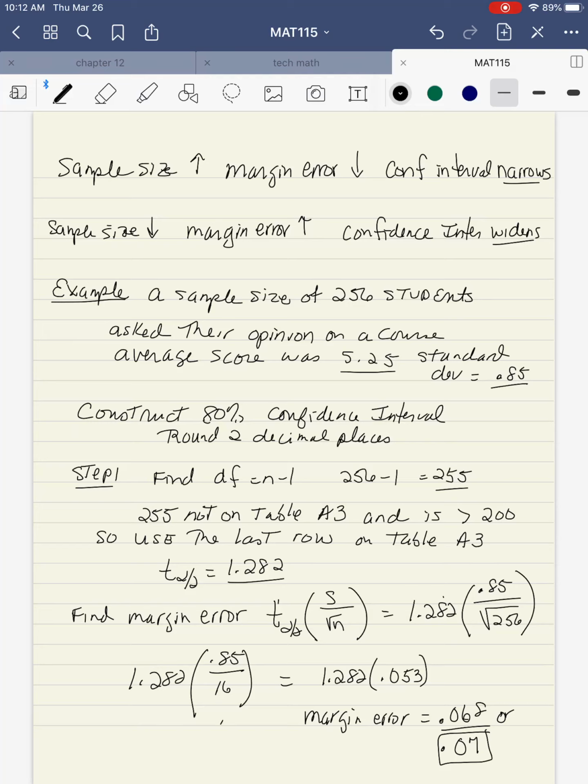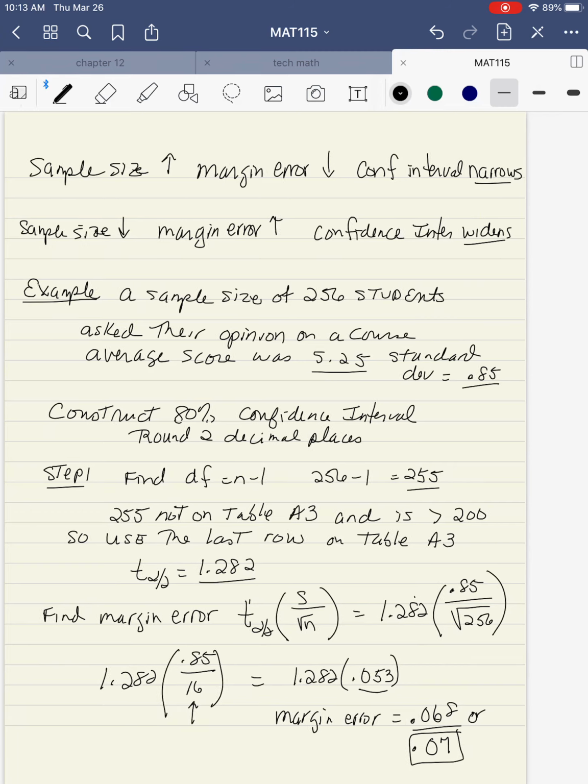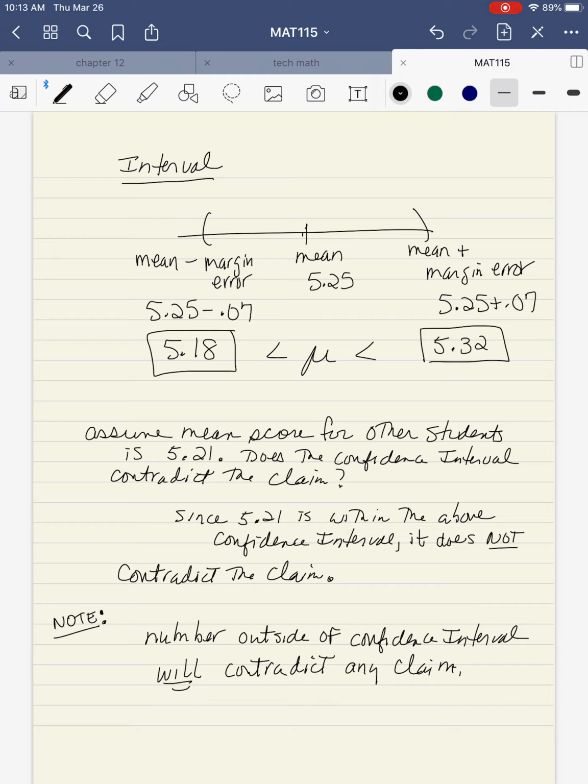Square root of 256 is 16, so 0.85 divided by 16 gives me 0.053, and I multiply that by 1.282, and I get a margin of error of 0.068 or 0.07 because they want me to round to 2 decimal places. Then finally I get the interval. Again, I put the mean in the middle, and it's going to be the mean minus the margin of error and the mean plus the margin of error. So 5.25 minus 0.07 gives me 5.18, and 5.25 plus 0.07 gives me 5.32.